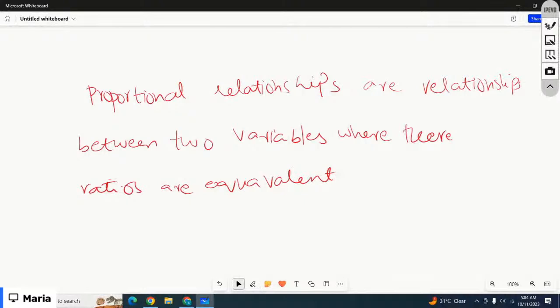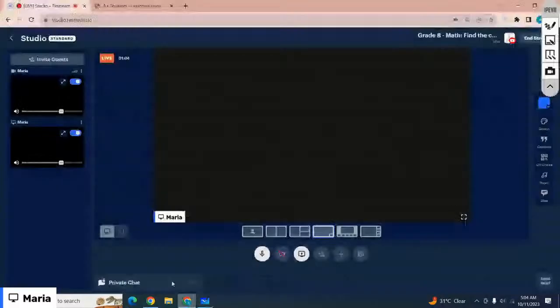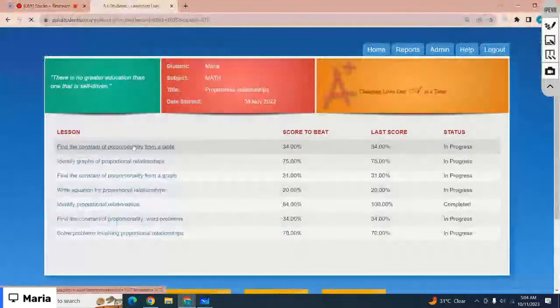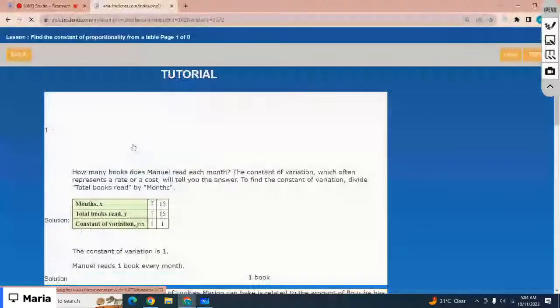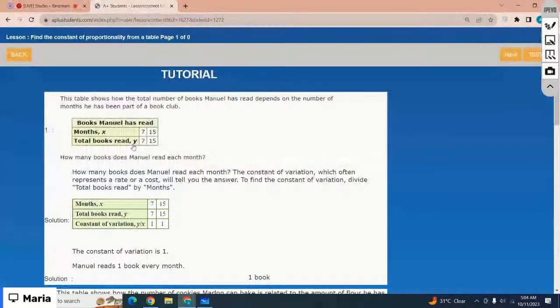Okay, so let's just start with the first lesson, that is find the constant of proportionality from the table, right? Okay, here it is. Find the constant of proportionality from the table. Okay, just look at the first example. This table shows how the total number of books Manuel has read depends on the number of months he has been part of a book club.